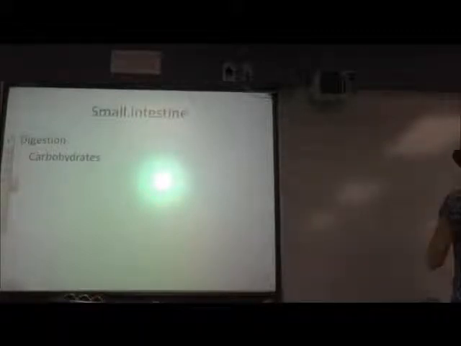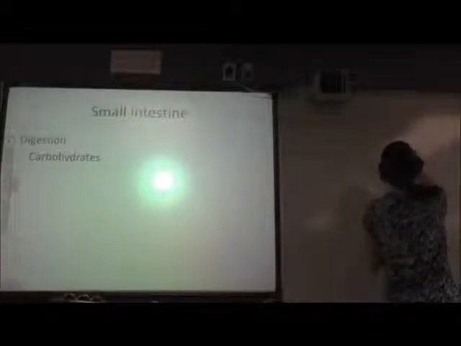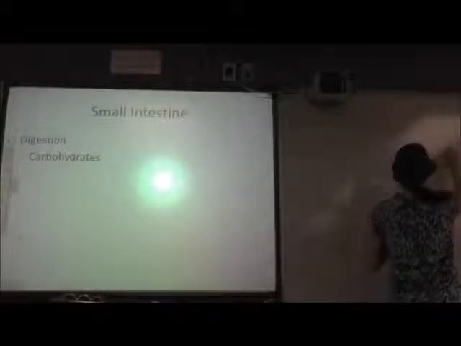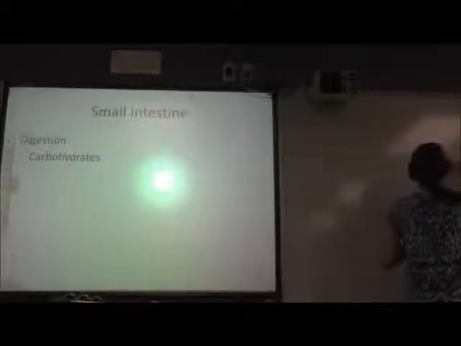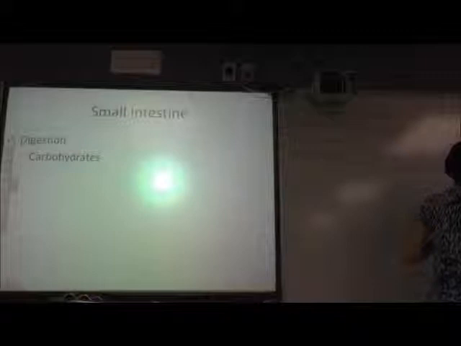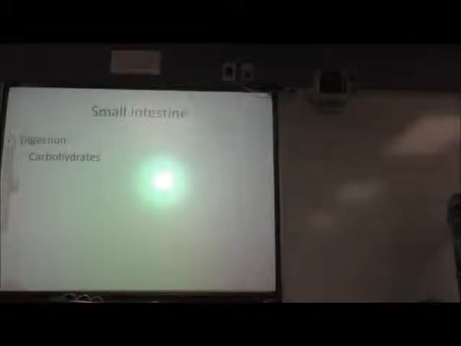Our brush border enzymes are a mix of everything else. So they've got amylase, they've got proteases, which break down proteins, they've got what are called nucleases that break down nucleic acids. And so now, for our carbohydrate digestion, our brush border enzymes are going to take these disaccharides down to monosaccharides. So our brush border enzymes are going to digest our disaccharides to monosaccharides.